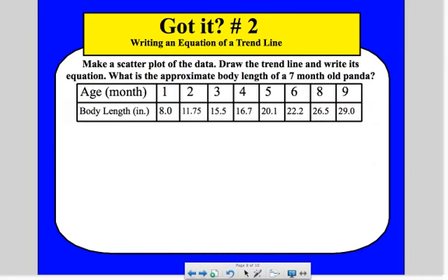Okay, so I want you to go ahead and plot down the scatter plot for this one, and then figure out the body length, sorry, because we changed the story problem here, the length of a 7-month-old panda. So different data, different looking for our information.